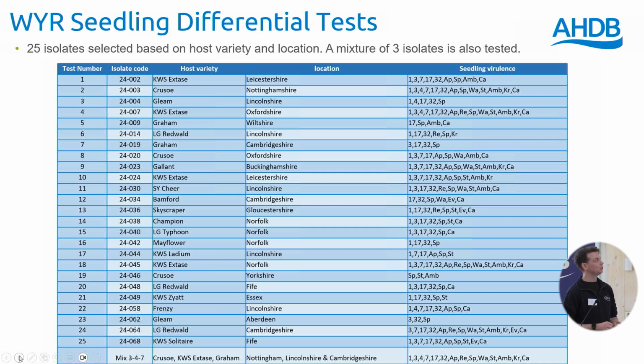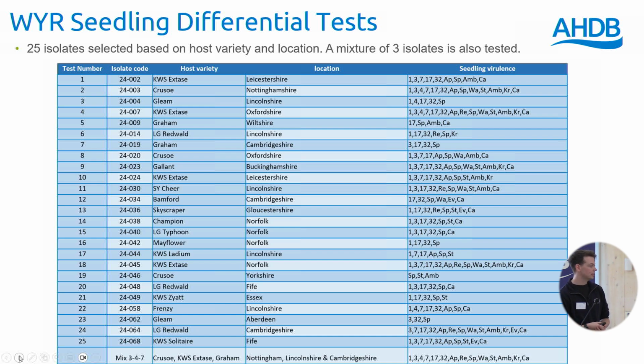So these are the 25 isolates that we selected for testing, and you can see all the details: where they've come from, the host variety, and in the far right column you've got the seedling virulence profile. So if anyone sent a sample in and we replied that you've got sample 24014, then you can see your virulence profile for that isolate there.